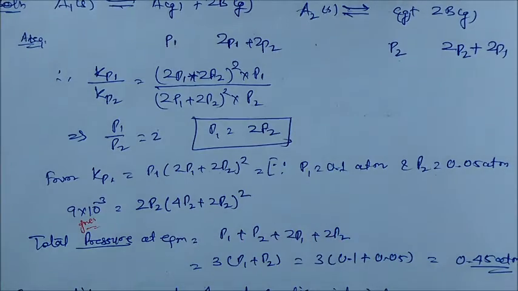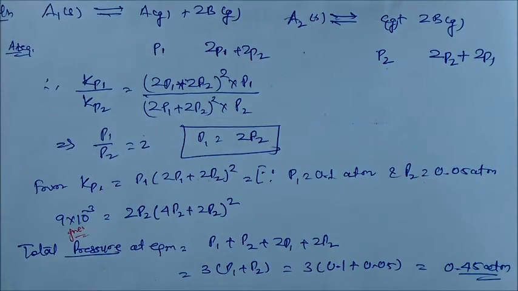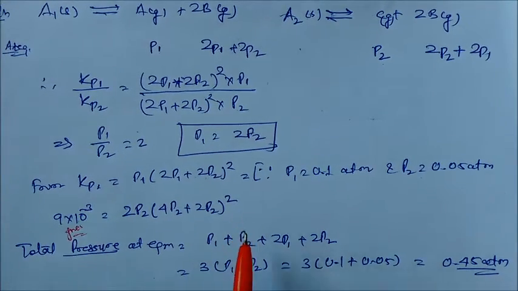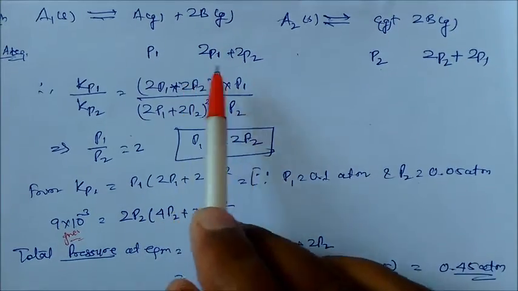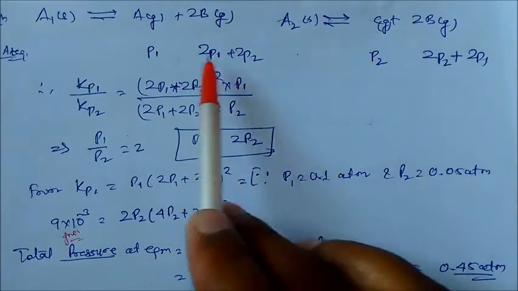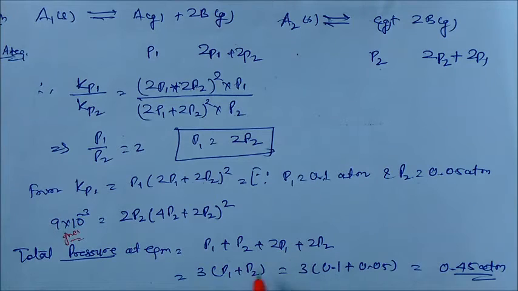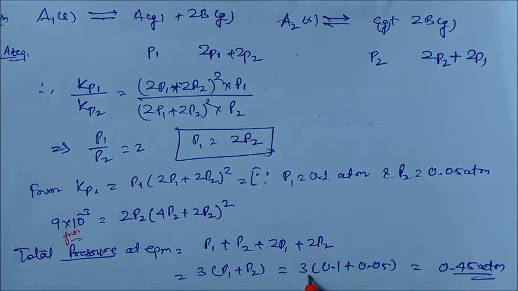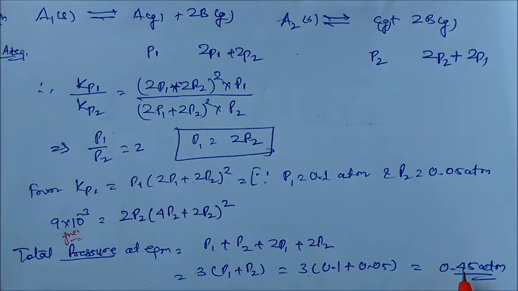Now we can easily find the total pressure. So the total pressure at equilibrium will be P1 plus this common pressure plus P2. So P1 plus P2, 2P1 plus P2. Write the value of it; it becomes 3 into P1 plus P0, 3 into 0.1 plus 0.05. So the answer will be 0.05 atmosphere.